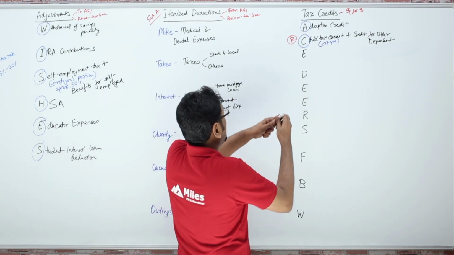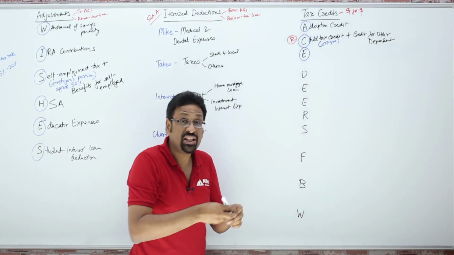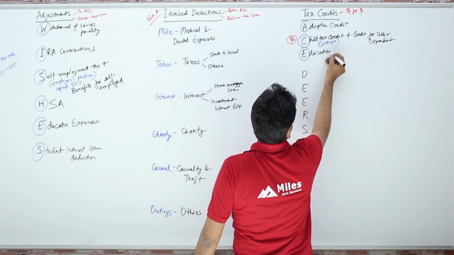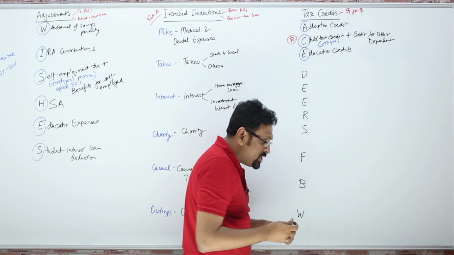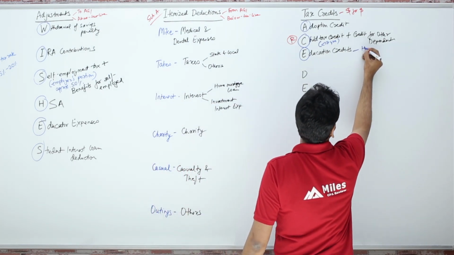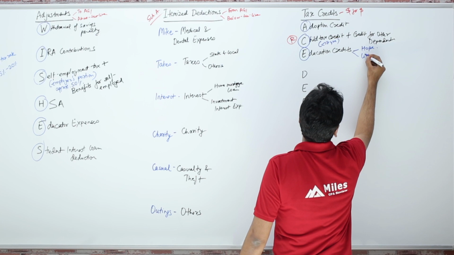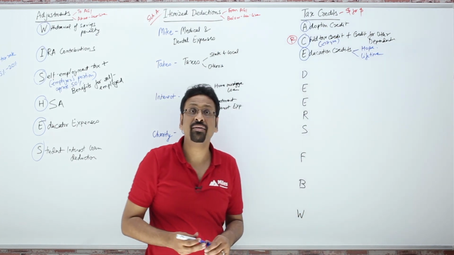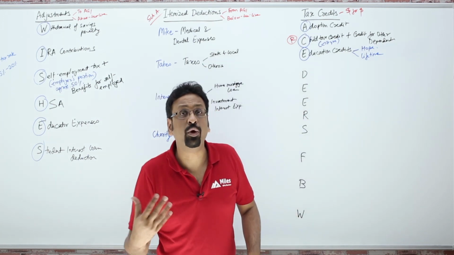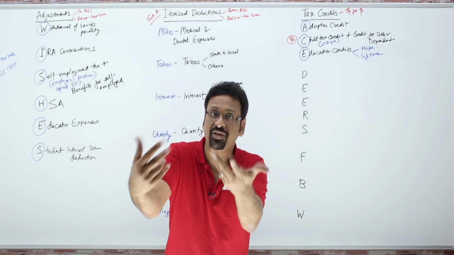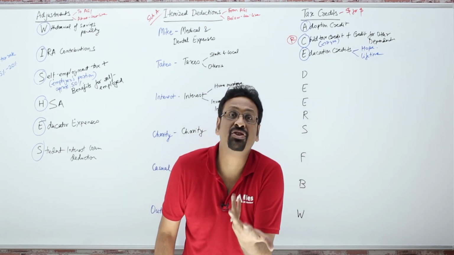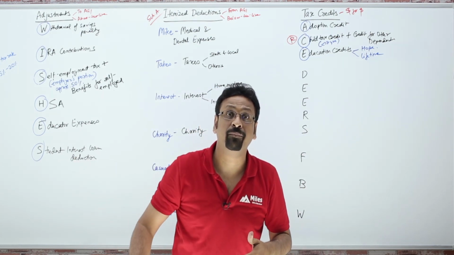Moving on to the E of ACE, which stands for education credits. Now, when we talk about education credits, we'll talk about two of them. Number one is the Hope Scholarship Credit, and the second one is Lifetime Learning Credit. Now, Hope Scholarship Credit applies for the first 4 years of college education. Expenses incurred there make you eligible for credits. Lifetime Learning Credit, as the name suggests, is for lifetime learning.